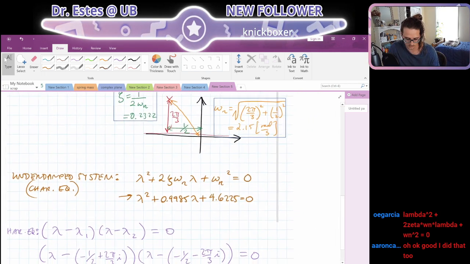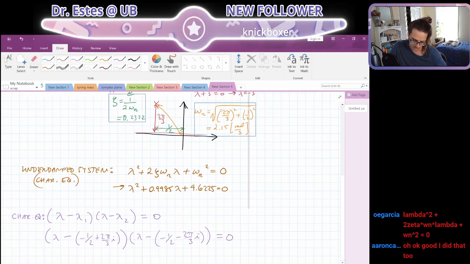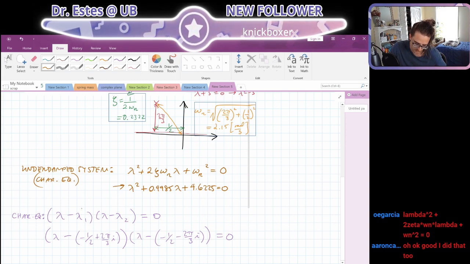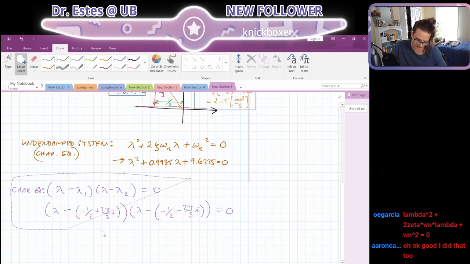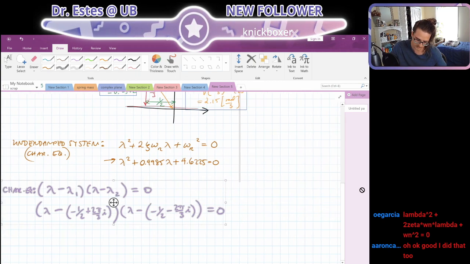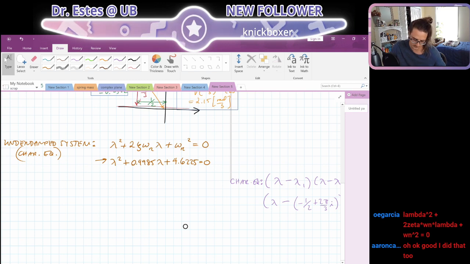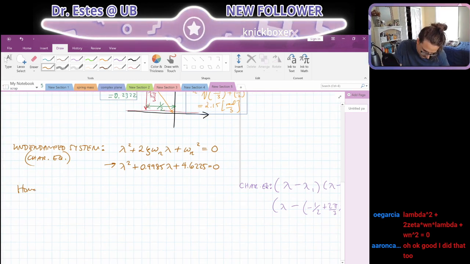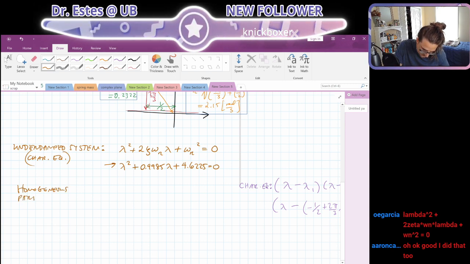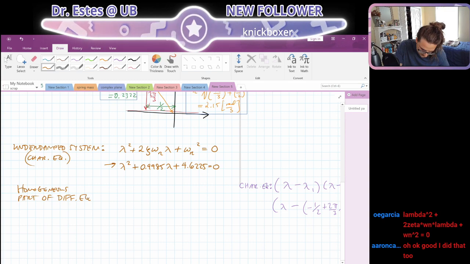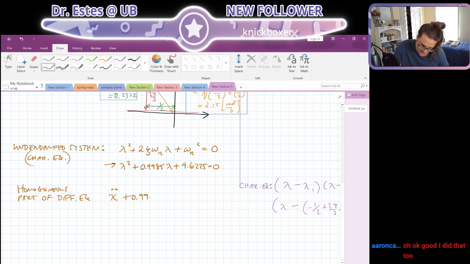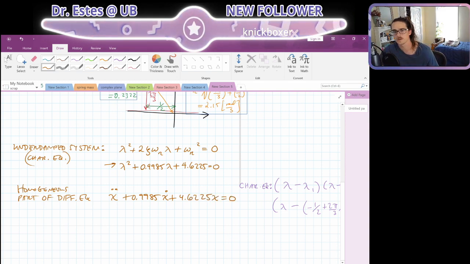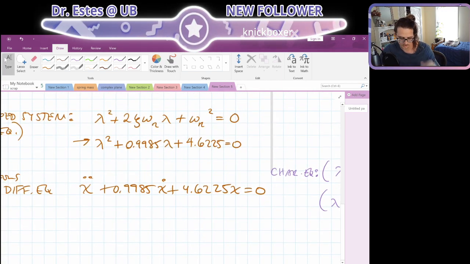So this means that the homogeneous part of my equation, let's just move this aside for now, is x double dot plus 0.9985 x dot plus 4.6225 x equals 0.